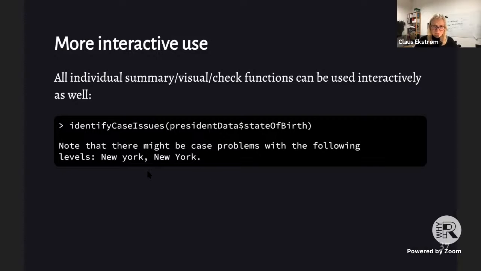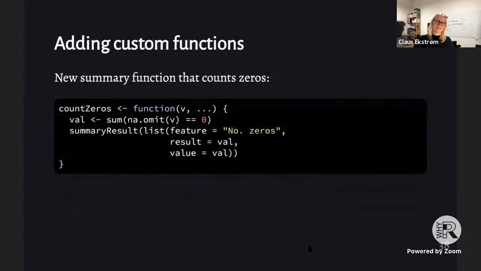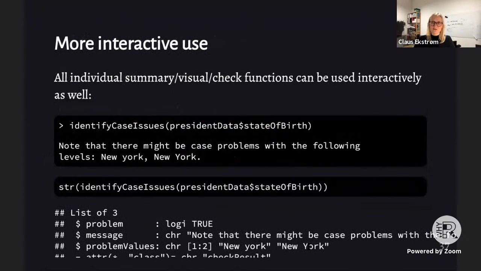And you might notice here that it's printed in a way that makes it easy to read for humans, but not very nice to work with in R. But I just want to emphasize that if you look at the structure of this object, then you see that it has a logical indicating whether there's a problem. Here it's true, there was a problem. Then it has this message that it prints, and then it also stores the actual values that were problematic in the same format as they were in the original variable. So you can go find them in the data if you want and change them. Here we are, New York and New York. Okay, so that's the interactive use.